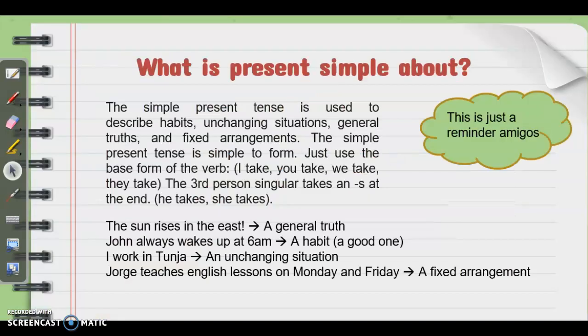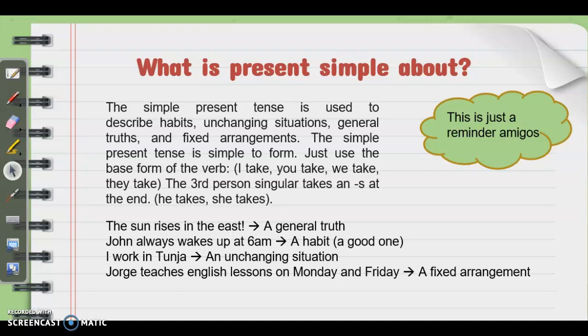Okay, so what is present simple about? Oh, it's really easy. Basically, we use the simple present tense to describe habits, situations that do not change, general truth, and fixed arrangements. Okay? So the simple present tense is really easy to form. We have to use subject, base form of the verb.